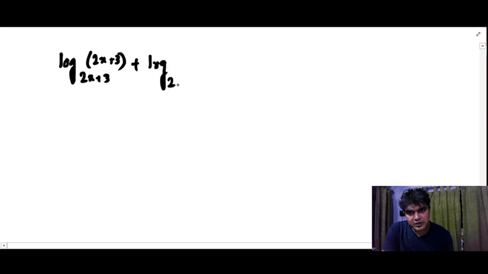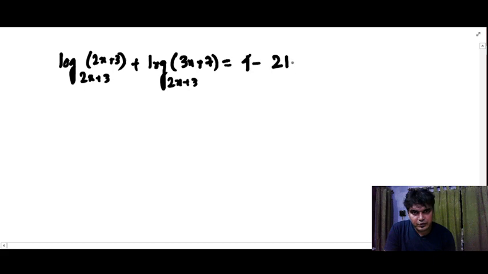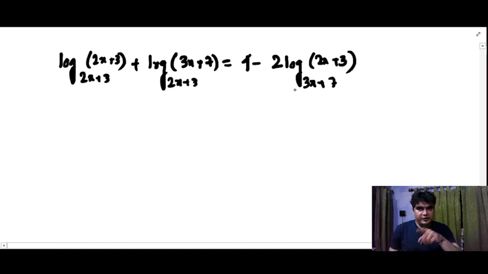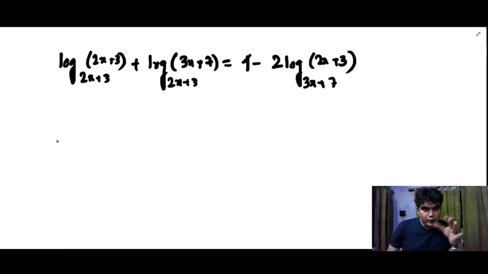log of 2x plus 3 in the base. Here I am having 3x plus 7 equals to 4 minus twice of log of 3x plus 7 in the base, and here I have 2x plus 3. So from here the first term, like log of 2x plus 3 base 2x plus 3, it will give me 1, right? For the next term, like log of 3x plus 7 in the base 2x plus 3, if I take it as t, so when I'm having log of 2x plus 3 base 3x plus 7, it will give me 1 by t.